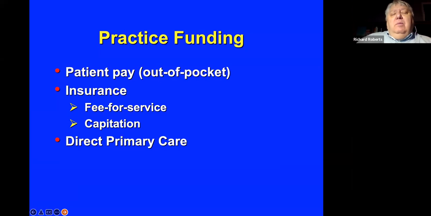The estimates are right now about maybe 10% of the 100,000 plus family doctors are now doing what's called direct primary care, where the patient pays a monthly fee, like a capitation fee, to the doctor, to the practice, and gets all their primary care. And there are no additional bills for anything else that the primary care doctor would do. And then the patient usually buys a much less expensive plan that covers them for hospital or catastrophic events, which are much less frequent than the care they would be routinely getting in primary care. Next slide.